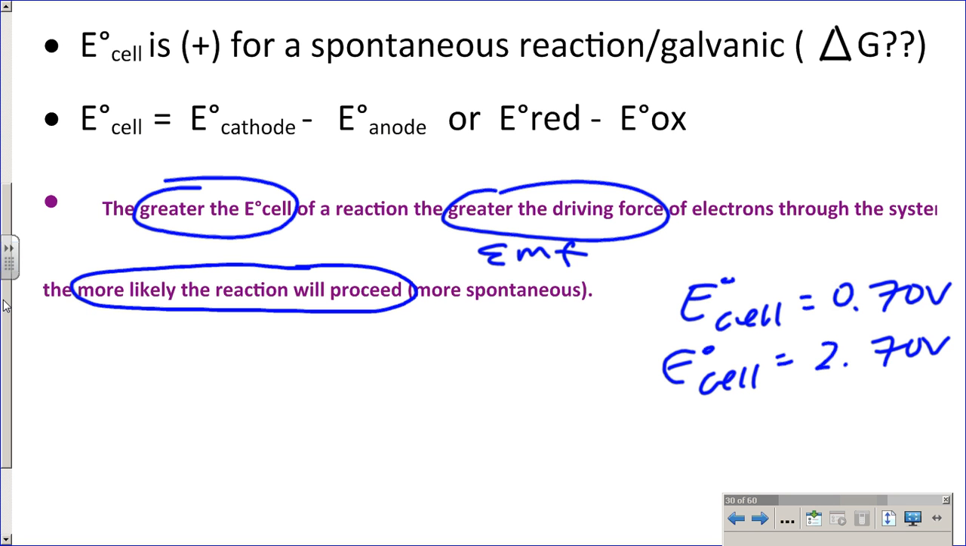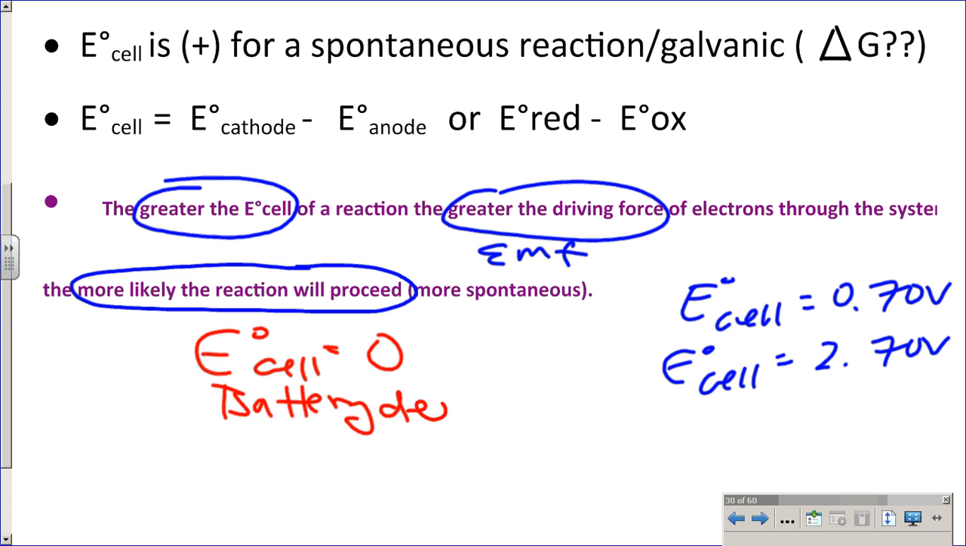Eventually, we will talk about equilibrium with this. If you get to the point where, this is just a fun fact, I don't know if I actually mentioned this last week, if you get to the point where you have an E cell of 0, that means your battery's dead. Okay? There's no driving force of electrons. Electrons are not being transferred. Nothing is actually conducting electricity. So it means your battery is dead.